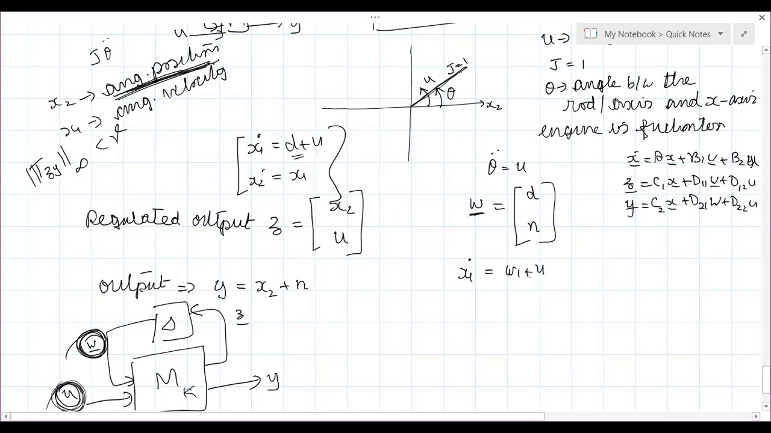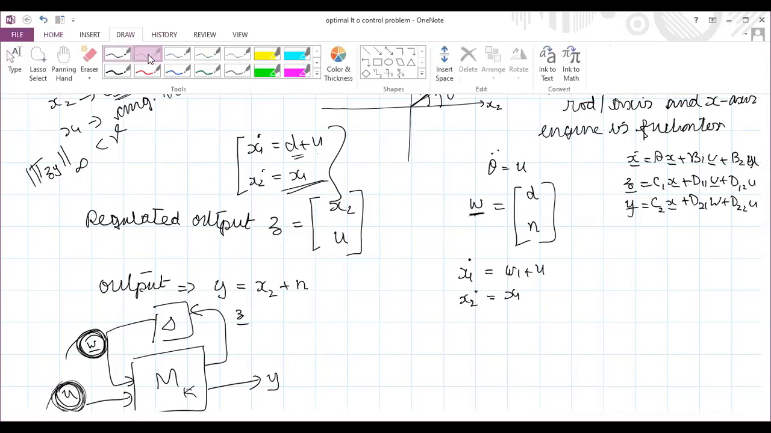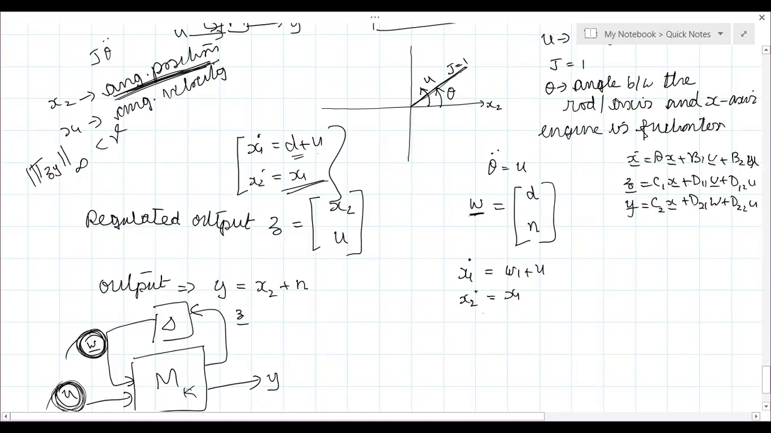So x1 dot I can write as W1 plus U. What about x2 dot? x2 dot will be simply x1 only. That is obvious from the state equation. Then what is Z1? Z1 is x2. What is Z2? Z2 is U. And what is output Y? We have to now express it in the standard form. That's our purpose. What is Y?